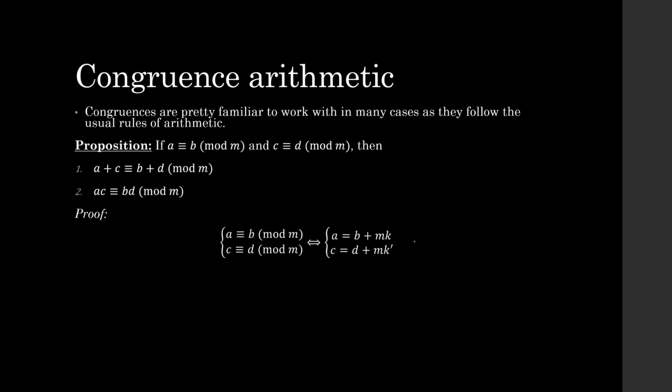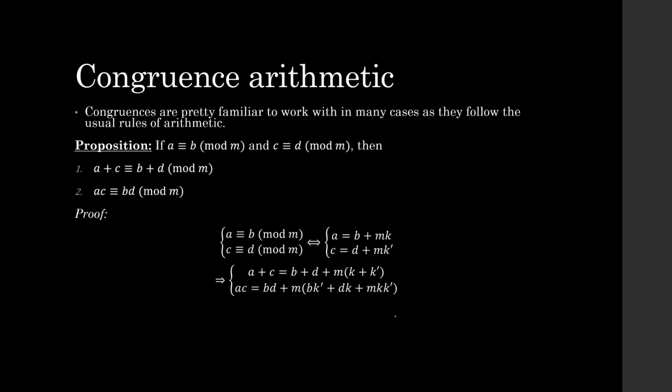So this is just another way to write it, and this is the same thing here. These guys, k and k dash, are indeterminate. That implies, because here we have equality, and we know how equality behaves when we do addition and multiplication, I can add these two to get a plus c equals b plus d plus m times k plus k dash. And I can also multiply these two to get a times c equals, and then I have to FOIL this out to get b times d plus m times bk dash plus dk plus mkk dash.